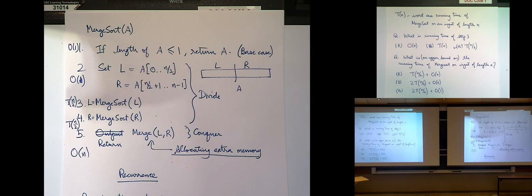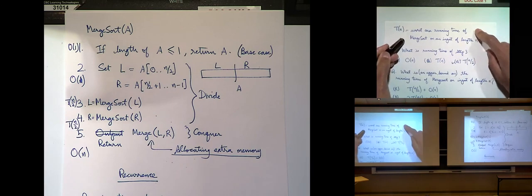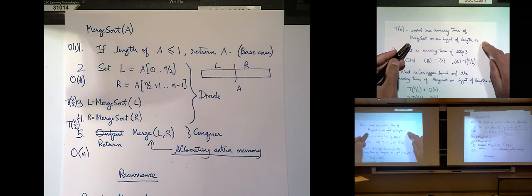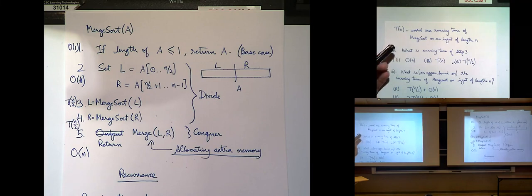A question? Can you explain why step 3 and 4 are T of n over 2? Sorry, okay, yes. So T of n is the worst case running time of merge sort on an input of length n. So I want to figure out what T of n is.